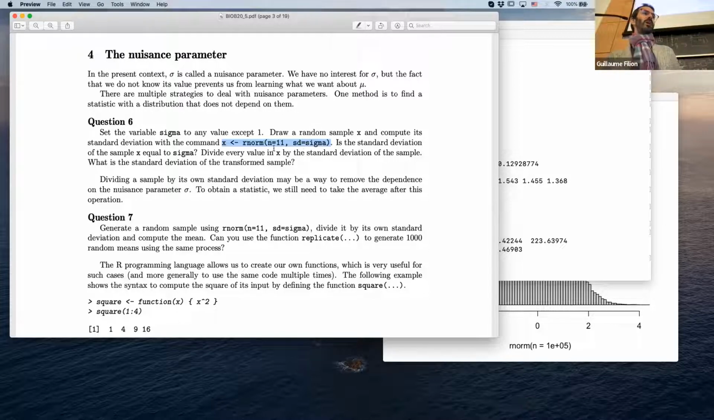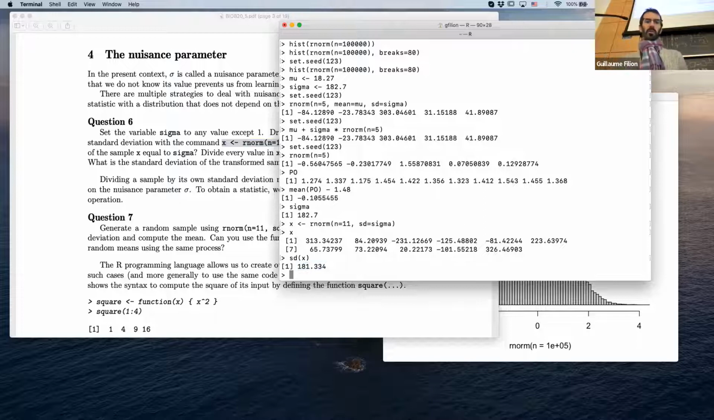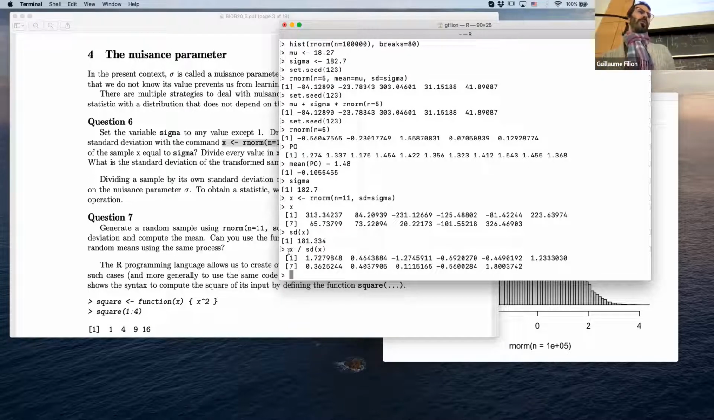Divide every value in x by the standard deviation of the sample. The way we do it is x divided by SD of x. And remember, when you divide a sample by a number, R vectorizes everything, it will apply the same operation on all the elements. So when you do this, x divided by SD of x, every element of the sample has been divided by the standard deviation of the sample.